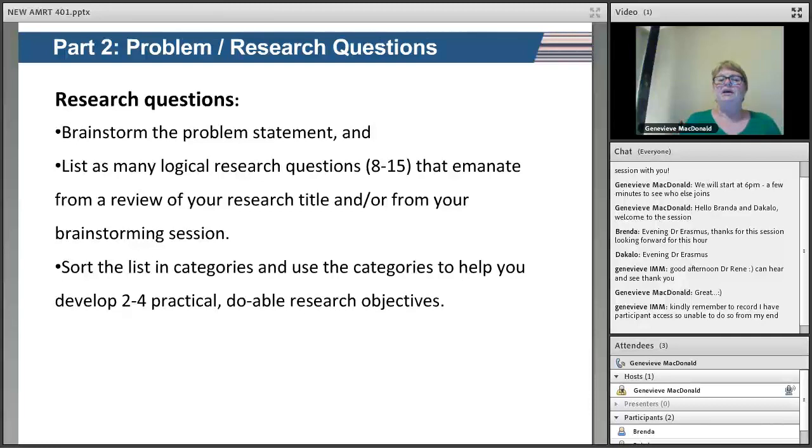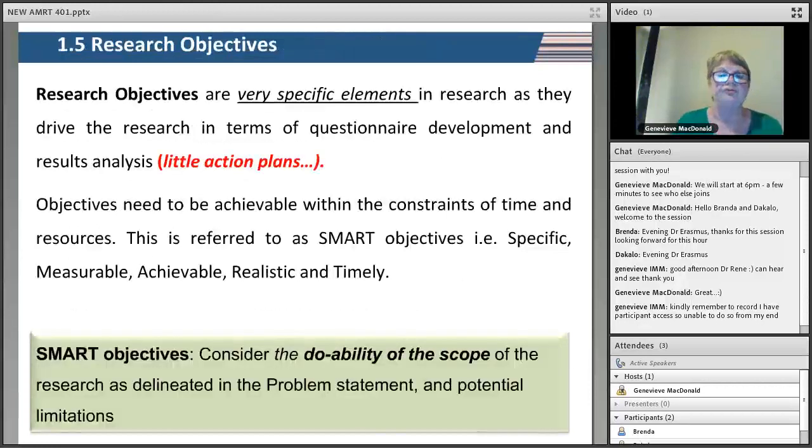Research questions, you brainstorm the problem statement. You know what brainstorming is. I just sit down and write as many questions as I can think of on the spur of the moment. And then you actually sort that list into categories. You can say, okay, this is about online shopping, this is about product A, this is about the customer propensity to buy online. And then you can use those categories to help you develop 2 to 4 practical, doable research objectives.